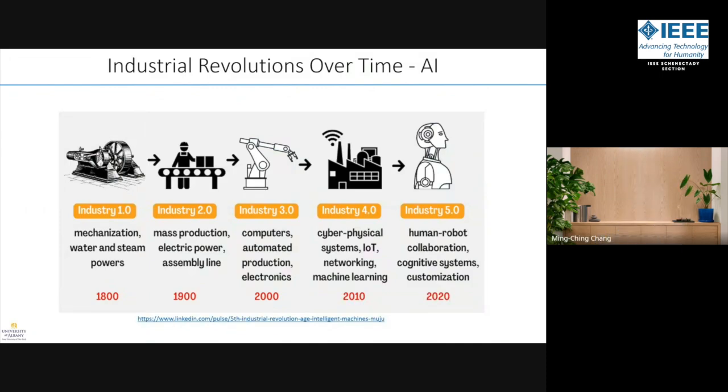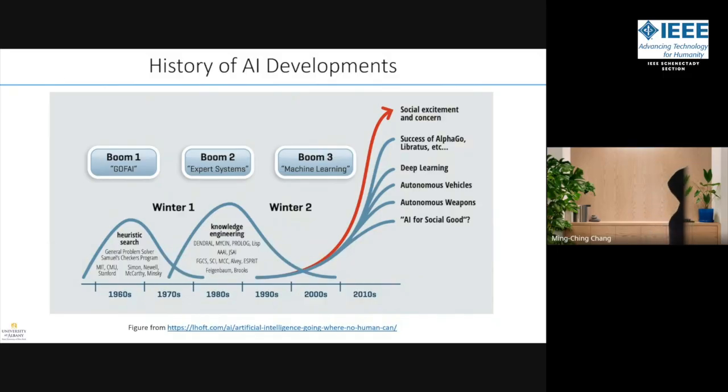And then again, history, right? Some people say we are at industrial revolution 5.0. Some people say 4.0, because people can combine 3 and 4 together. So there's a revolution on mechanics, a revolution on electric power, a revolution on computers, and now the next is AI.